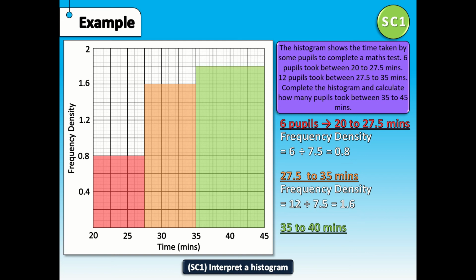In the green section, we want to work out how many pupils this represents. So that's a height of 1.8 and a width of 10. So it represents 18 pupils.